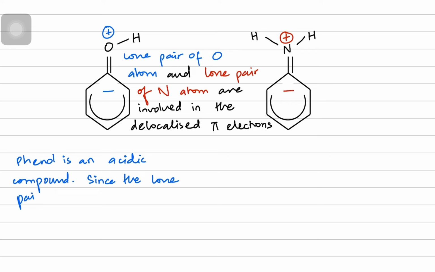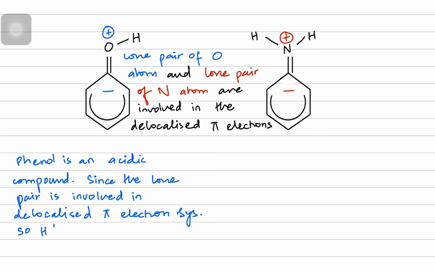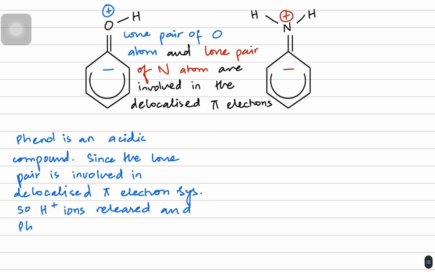Since the lone pair is involved in the delocalized pi electron system over here, that is exactly something that results in the dissociation of hydrogen ions. So hydrogen ions are released because obviously the O and H bond is weakened, easily breaks down.